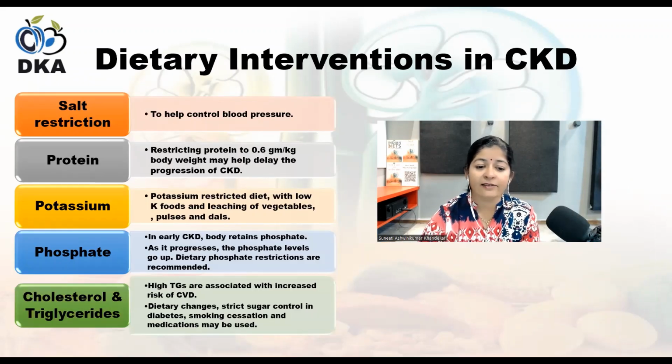Cholesterol and triglycerides. High triglycerides are associated with increased risk of cardiovascular diseases. So dietary changes, strict sugar control in case of diabetes, smoking cessation in case of chain smokers or those who are having an obsession about hookahs, and medications may be used to control cholesterol and triglycerides. And these are the dietary interventions in case of chronic kidney disease.